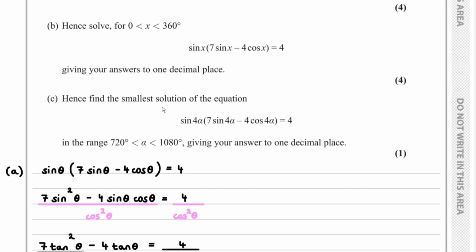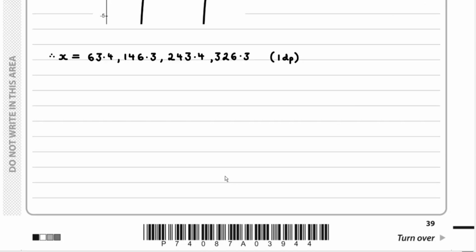Part C, hence find the smallest solution of the equation sin 4 alpha multiplied by 7 sin 4 alpha subtract 4 cos 4 alpha equals 4 in the range 720 degrees is less than alpha, which is less than 1080 degrees, giving an answer to one decimal place. Before we do anything else, we have to find out our new domain. If I multiply 720 by 4, I get 2880, and this is less than 4 alpha, which is less than 1080 multiplied by 4, which is 4320.